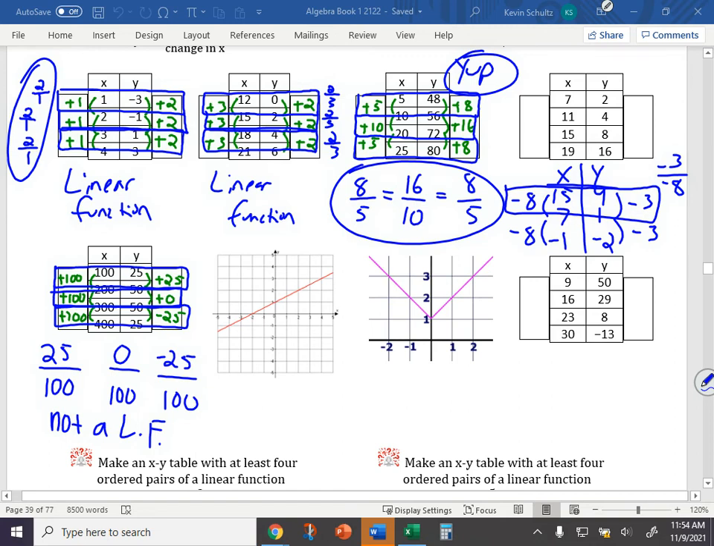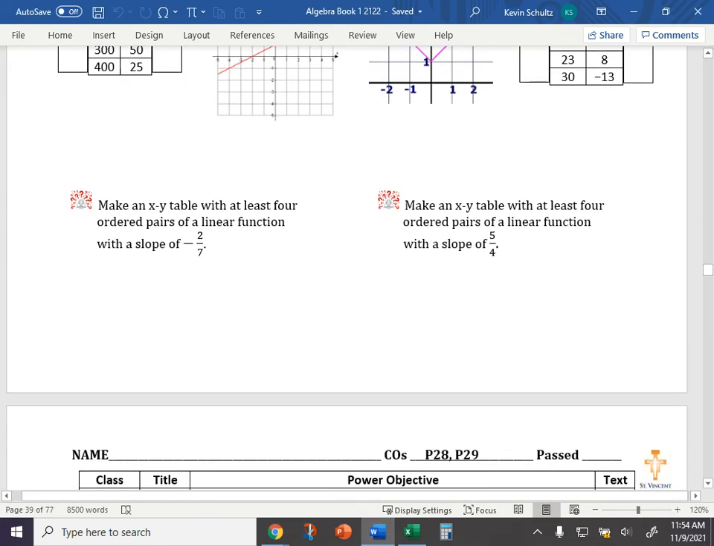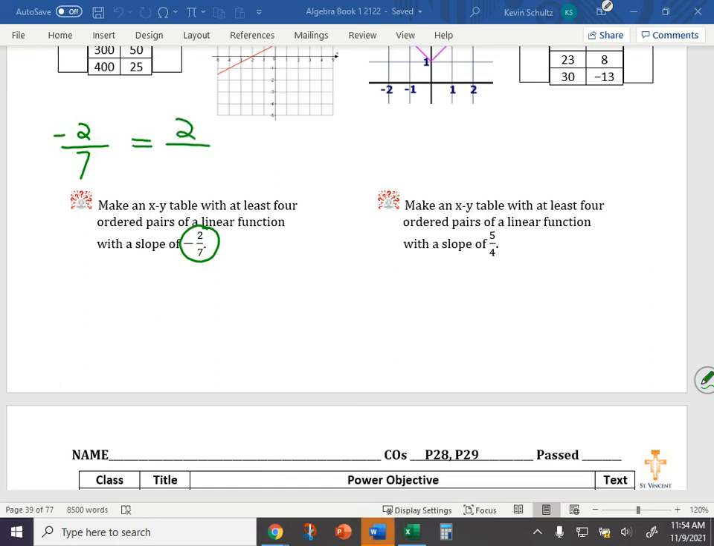I say that because part of your homework, in addition to finishing what we have up here, is to make your own XY table with at least 4 ordered pairs. And I ask you for a slope of -2/7. If you make both your change in y and change in x negative, it's actually going to become positive 2/7. So one of these is going to have to be negative. If you make your y change negative and your x change positive, that's the same thing as making your y change positive and your x change negative. Those two fractions have the same value. So it doesn't matter which one goes down and which one goes up, but make sure only one of them does.